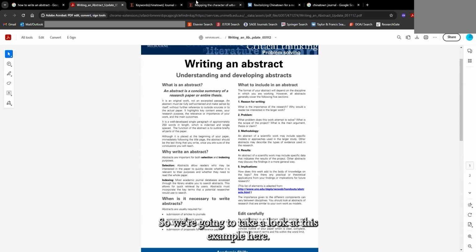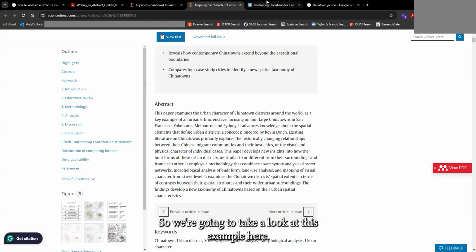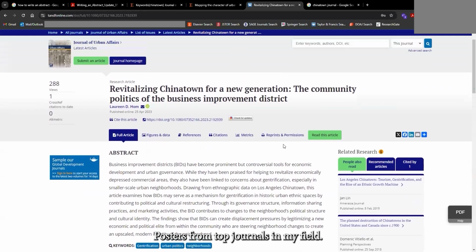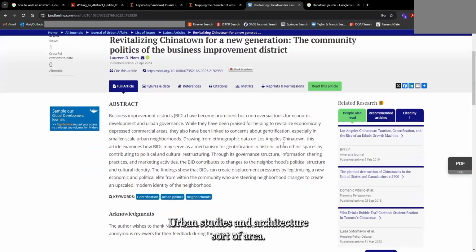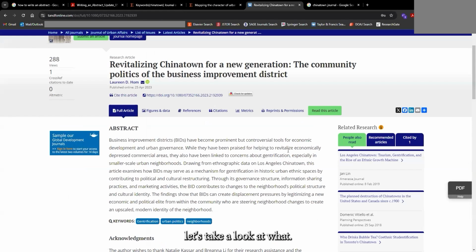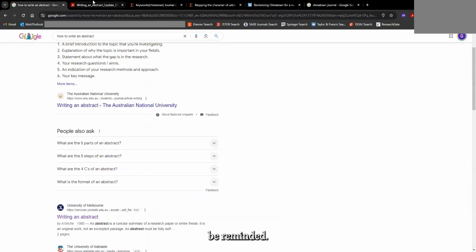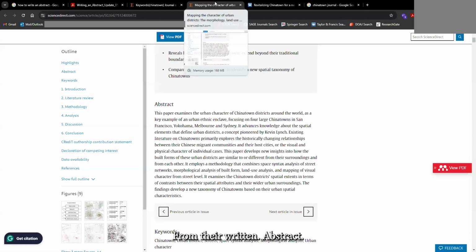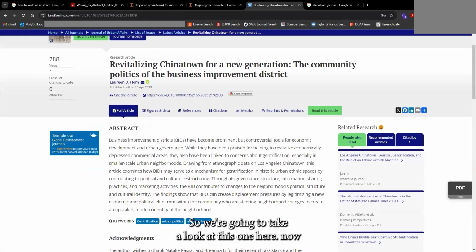Okay, so we're going to take a look at this example here. I've got 2 examples. Both are from top journals in my field, around urban studies and architecture. Let's take a look at what people have done in their abstract. Be reminded of the 5 key elements that we're trying to find, particularly the aim of the research and the methodology of the research. And let's see if we can identify the same elements from their written abstract. So we're going to take a look at this one here.